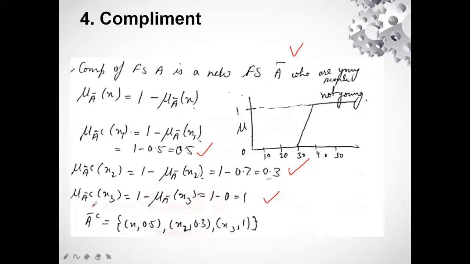Third, mu A bar complement X3 is equal to what? 1 minus mu A bar X3 is equal to 1 minus 0 as 1. So finally, what will be the fuzzy set A complement? It will be X1 0.5, X2 0.3, X3 as 1. So this is how we calculate the complement. Now we have seen and learned the basic operations, that is union, intersection and complement. Now we can easily do the other ones.